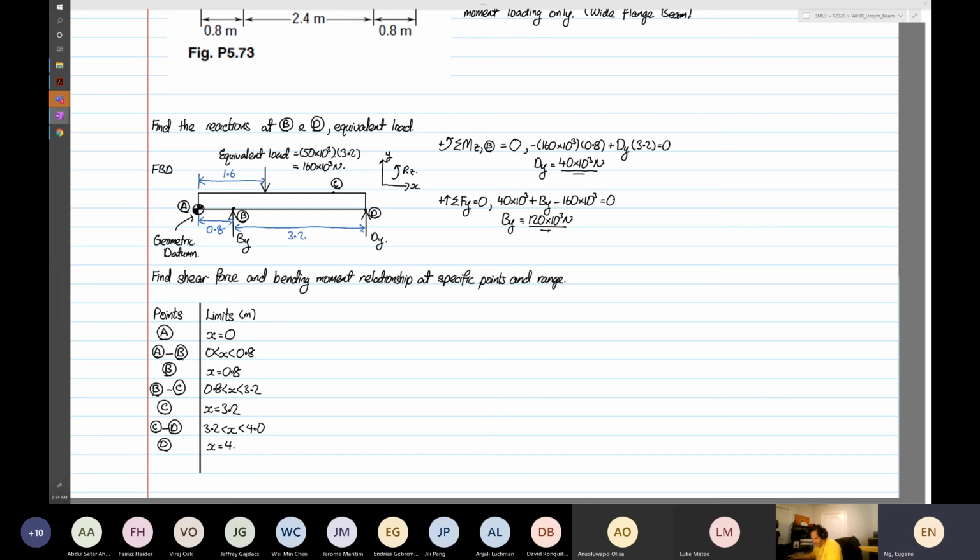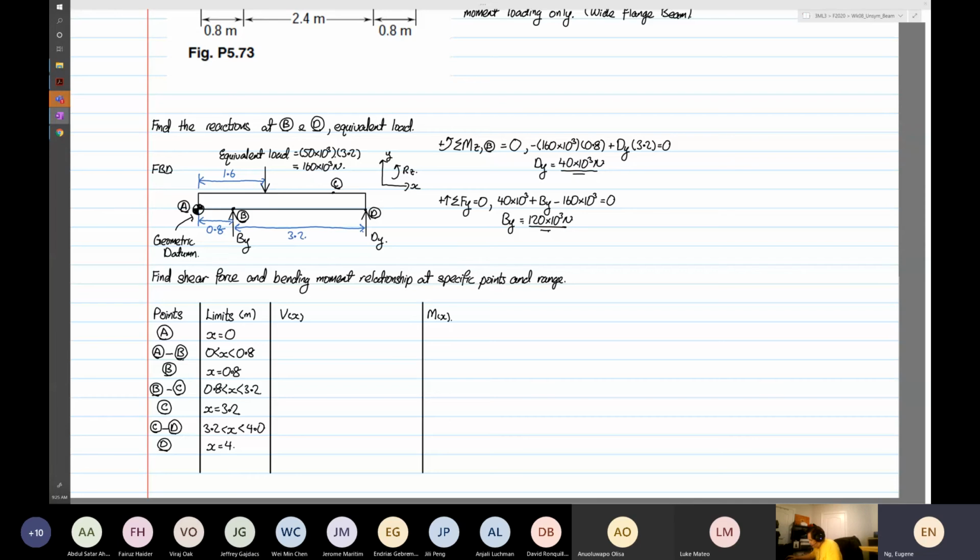Then we're going to have another table. In this table, we will have our shear force as a function of x, which will be forming the equation. And then another column is M as a function of x.